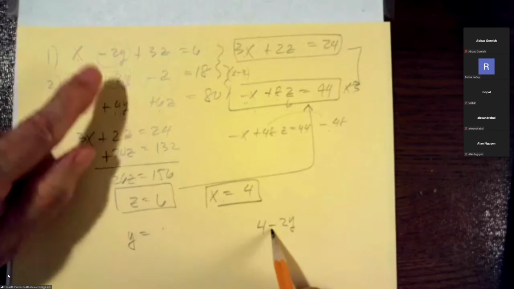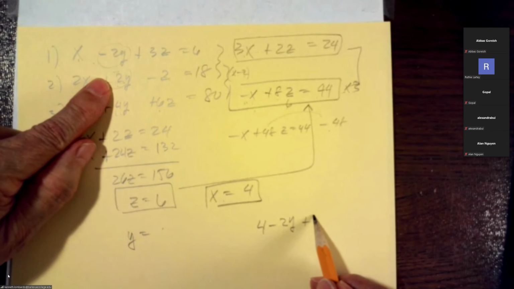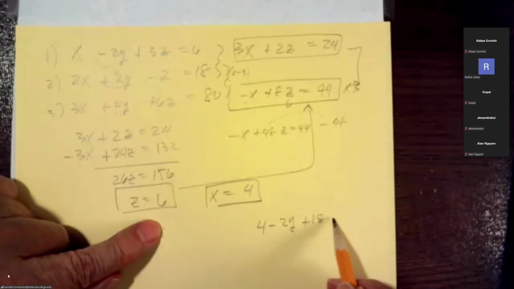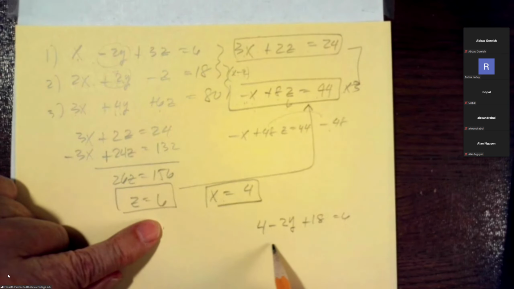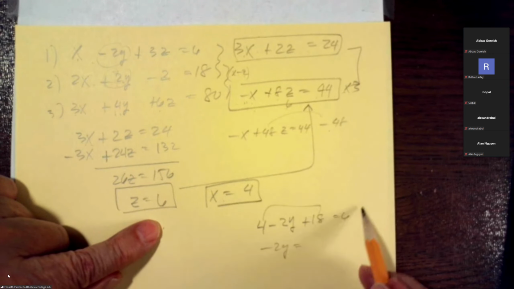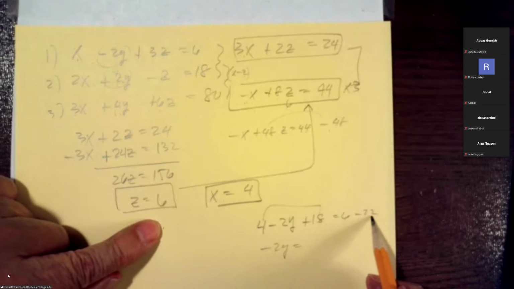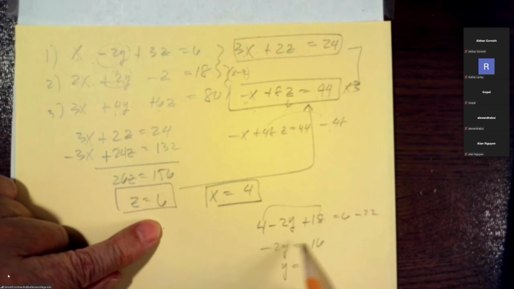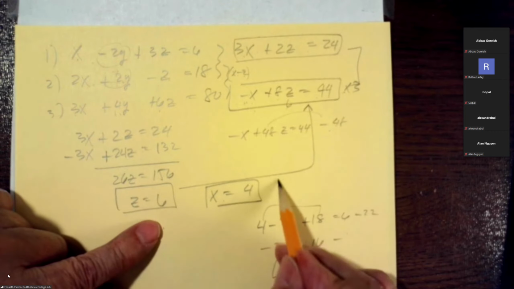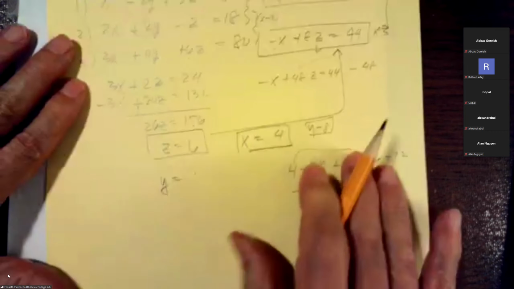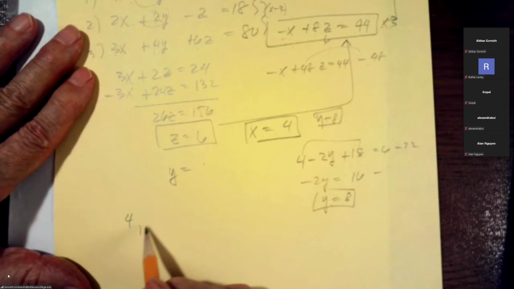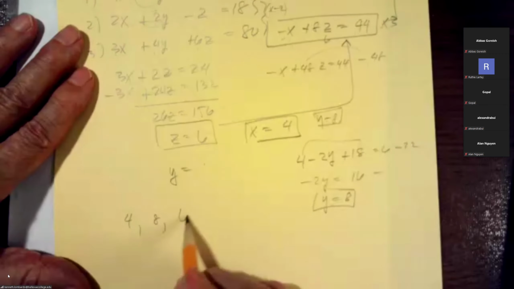x is 4, minus 2y plus 3 times z. z is 6, that's 18, equals 6. Negative 2y equals 6 minus 22, that's negative 16. Six from 22, that must be 16. So y equals, negative y equals, so y is going to be equal to 8, isn't it? So it looks like our solution set is 4 and 8 and 6.